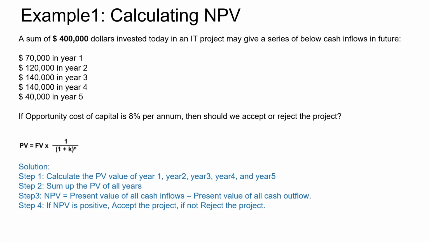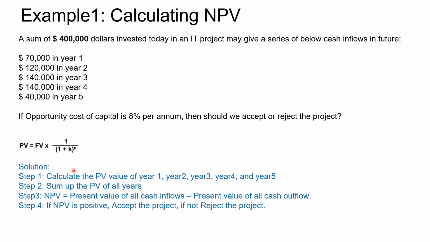We can see one example for this. A sum of $4 lakh is invested in an IT project. A series of cash inflows is given for 5 years, and the opportunity cost is also given as 8% per annum. Whether to accept or reject the project is the question.